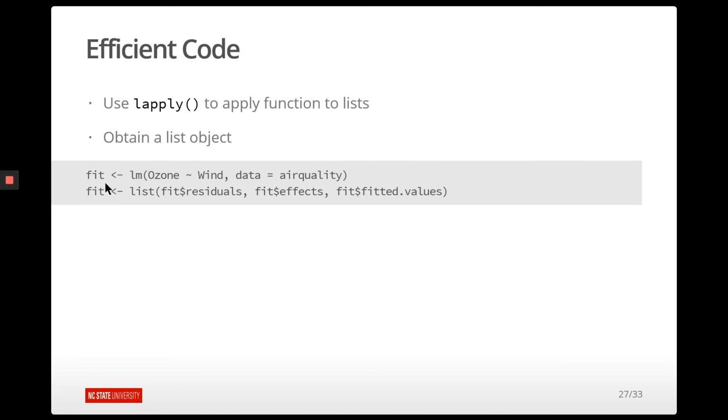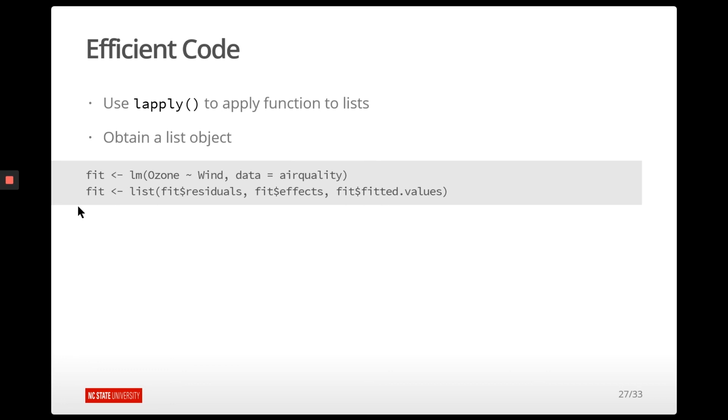And so the output of this object, it's actually a list, right? So our functions generally return named lists. And so I'm just going to grab 3 of the things from that outputted object and put them in a list. And I'm just going to overwrite the fit object. Okay. So basically what you need to get out of this is that we have a list object called fit. It has 3 elements in it. Elements are residuals, effects, and fitted values from our linear model fit.